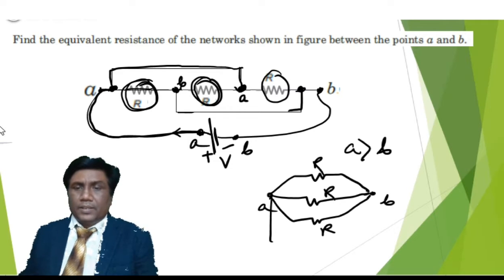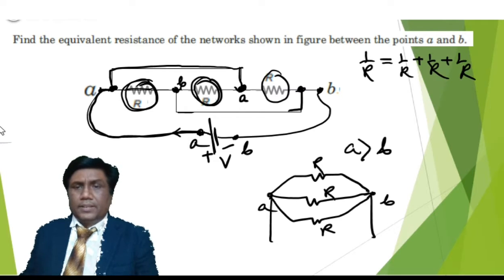So if you want to find the net resistance between A and B, what can I write? 1 by R equivalent equals 1 by R plus 1 by R plus 1 by R. So 1 by R equivalent is 3 by R, and say R equivalent is R dash, which equals R by 3.